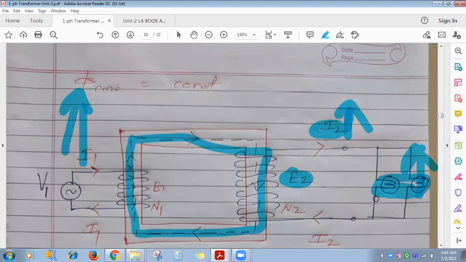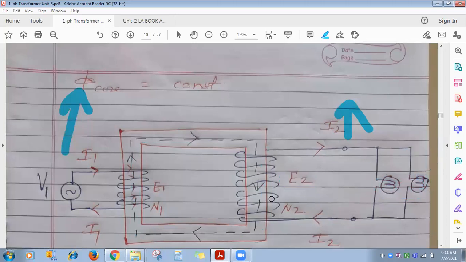You go on changing load on the transformer from no load condition to full load condition, flux in the core remains constant. Now, as we go on increasing the load, when no load is there on the transformer, what is the value of I2?